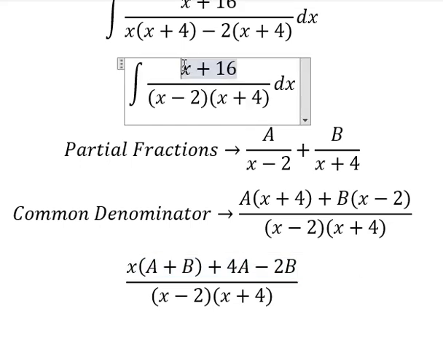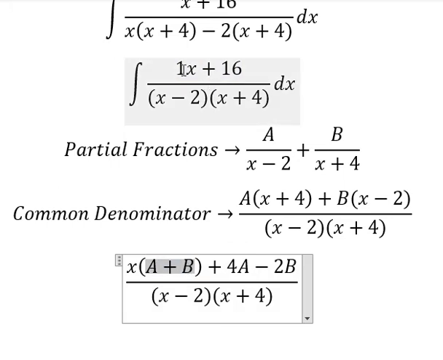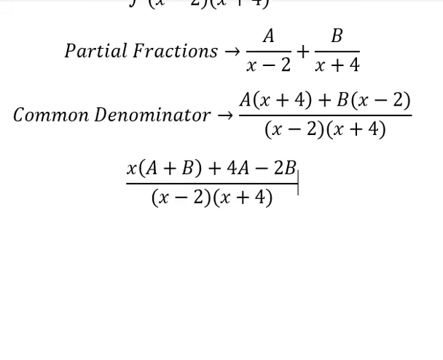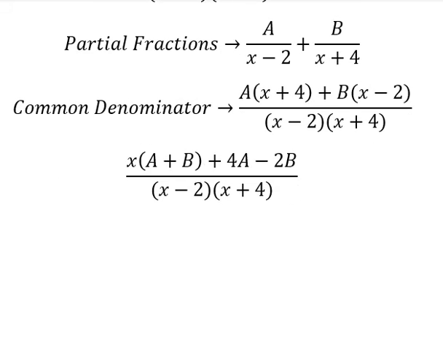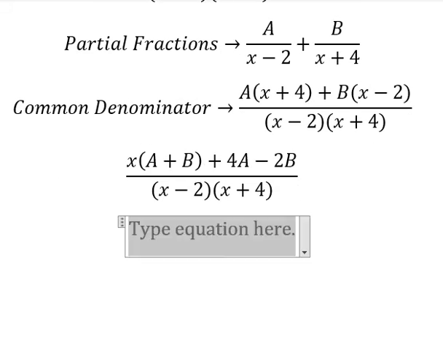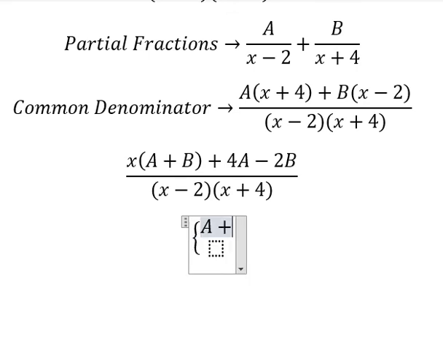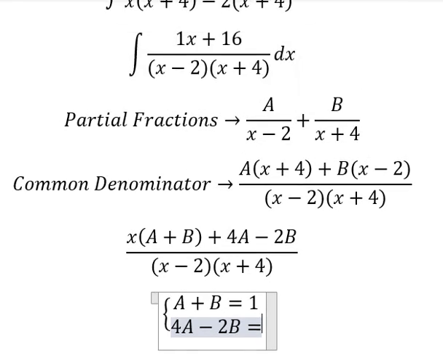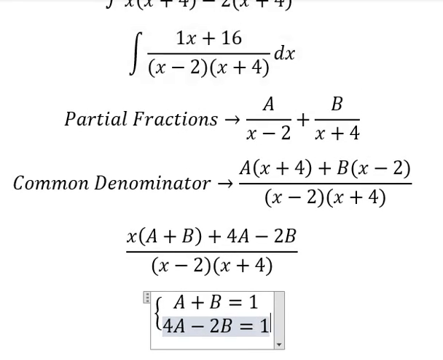About this one, we have number 1, so a plus b equals number 1. About the numbers, this one equals number 16. And now we create the system of equations. So a plus b equals number 1, 4a minus 2b equals positive 16.